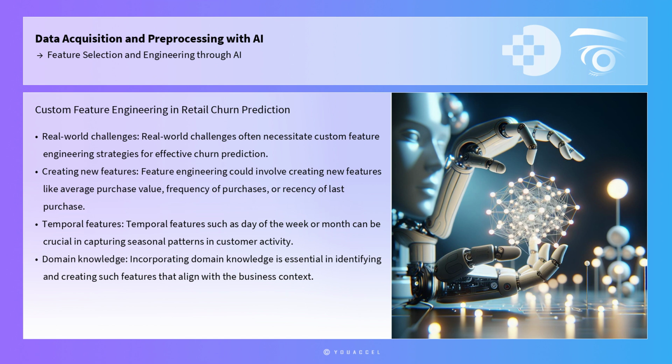Real-world challenges often necessitate custom feature engineering strategies. Consider a case study involving a retail company aiming to predict customer churn. The raw dataset might include variables such as purchase history, customer demographics, and interaction data. Feature engineering could involve creating new features like average purchase value, frequency of purchases, or recency of last purchase. These engineered features provide deeper insights into customer behavior, potentially leading to more accurate churn predictions.